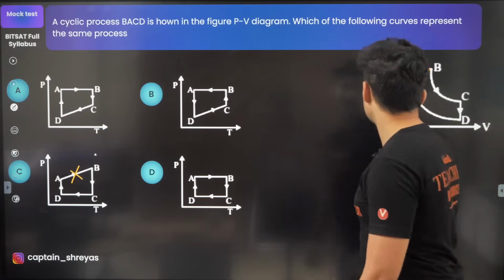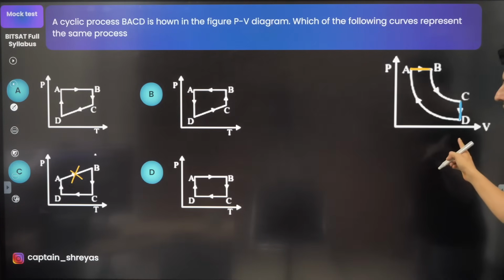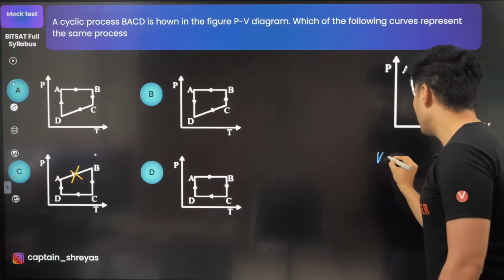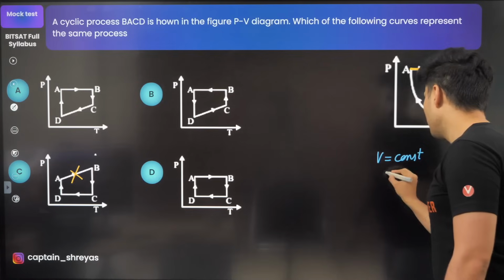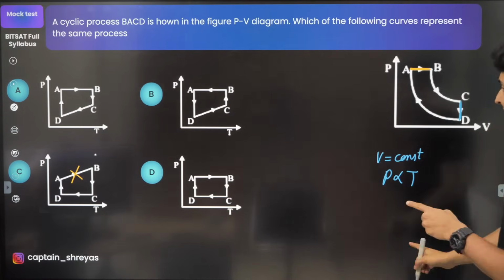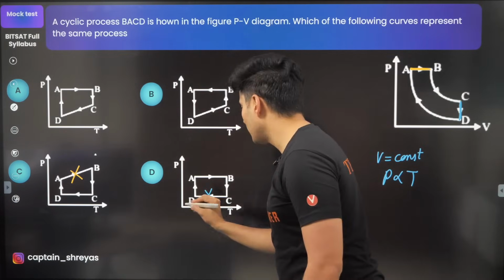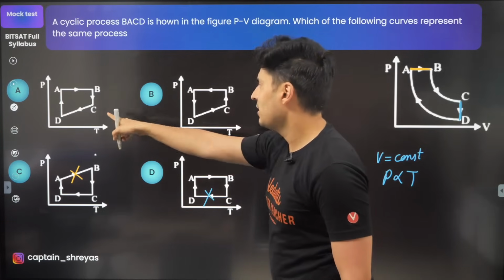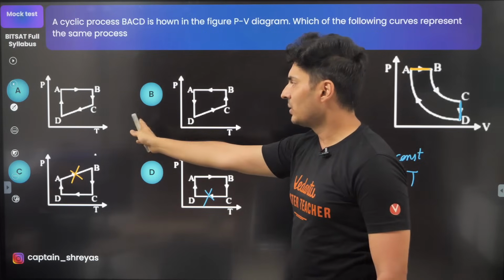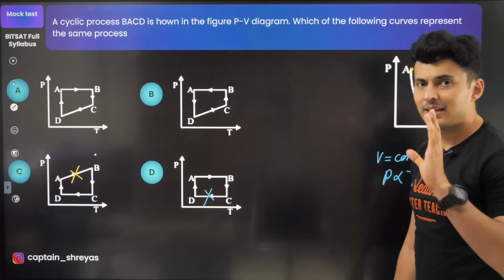Next, let's say we choose the CD process. CD is isochoric, volume is constant. So remember, when volume is constant, then pressure is directly proportional to temperature. So clearly I can see the CD graph is not correct in this part. Here it is correct, here also it is correct. You can see pressure is proportional to temperature. It has to be an inclined straight line. So definitely it should be between A and B.